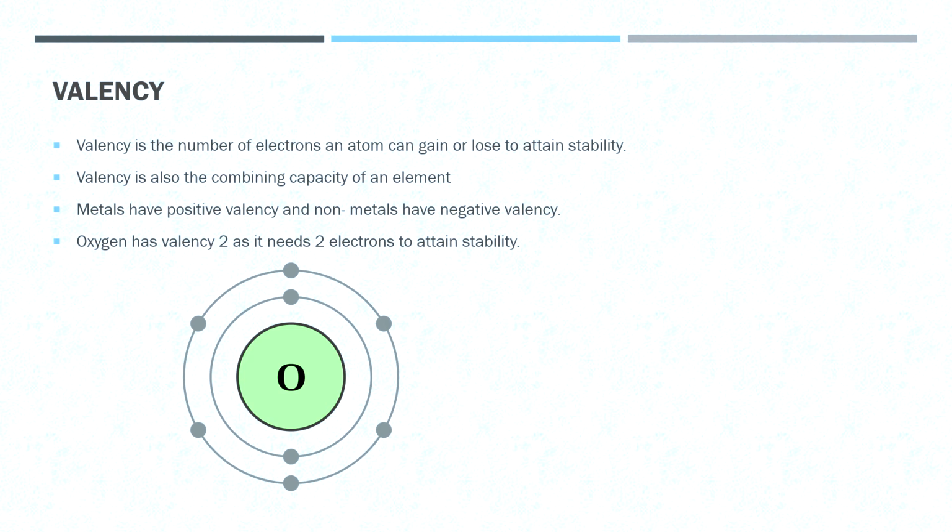How do we represent it? I'll just show you. So O2 minus. And then, for example, we can take magnesium, which needs 2 electrons to attain stability, and it is a metal. So how do we represent it? Mg2 plus. Okay, students?